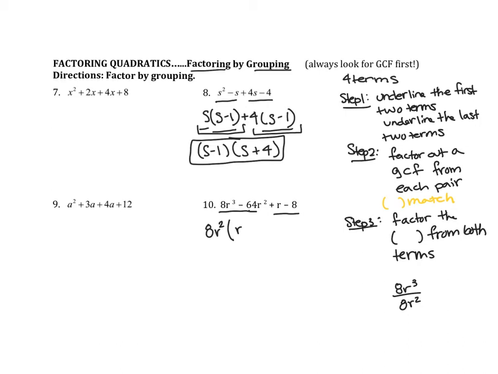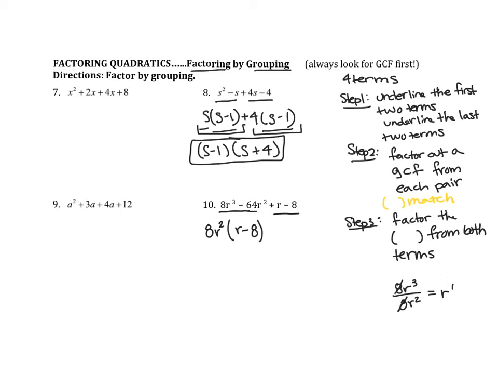When I do this, when I factor out my 8r squared, the 8's cancel. And if you remember your exponent rules, r cubed divided by r squared, we subtract our exponents and we get that r that I wrote inside the parentheses. Minus, and then negative 64 divided by 8 is 8, and r squared divided by r squared is 1. So I would get r minus 8 when I factor out my 8r squared.